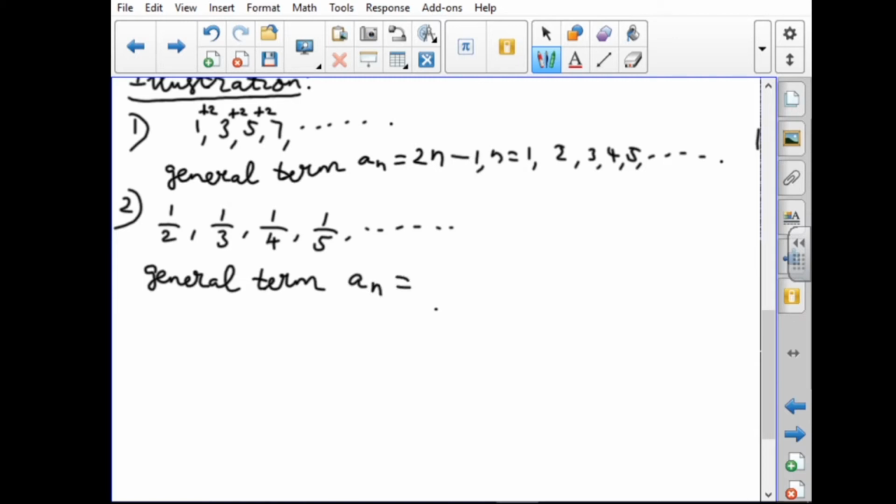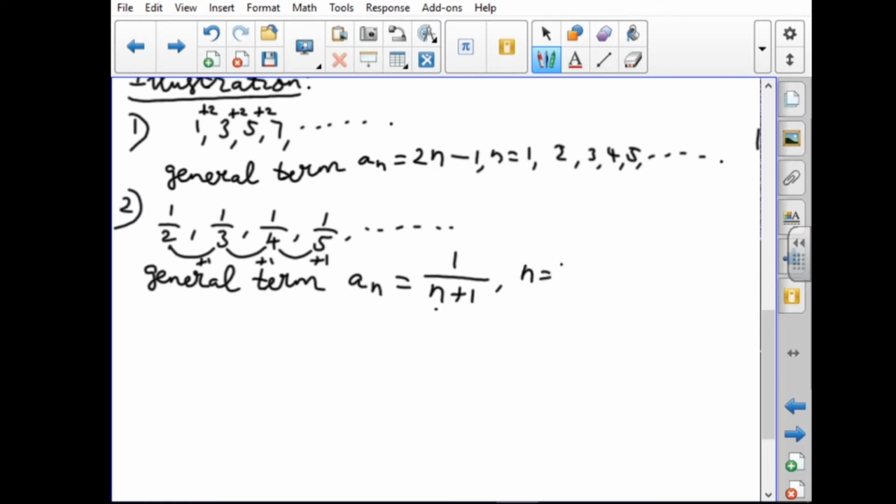aₙ equals, you have to see the numerator. Numerator 1 is constant, so you have to write it as it is, 1. The denominator you have to see here. The first number is 2, the second number is 3, the third number is 4, the fourth number is 5. We have to add 1 with n. Here also, number 1 means we are getting the denominator. So we have to write here 1 by n plus 1.